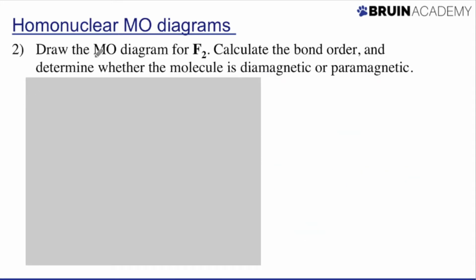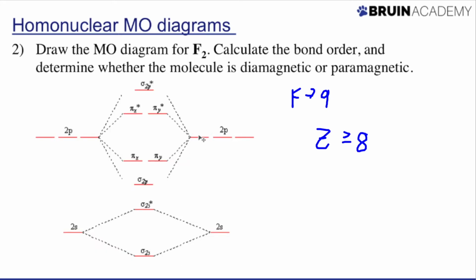So let's try it for a different example, F2. So we need to calculate the bond order and determine whether the molecule is diamagnetic or paramagnetic. And so here the atomic number of fluorine is 9. And so it's greater than or equal to 8. And so we're going to use the second version of the MO diagram, which is the following, where the sigma 2p is lower than the pi 2px and 2py. And we just fill in the electrons as usual.